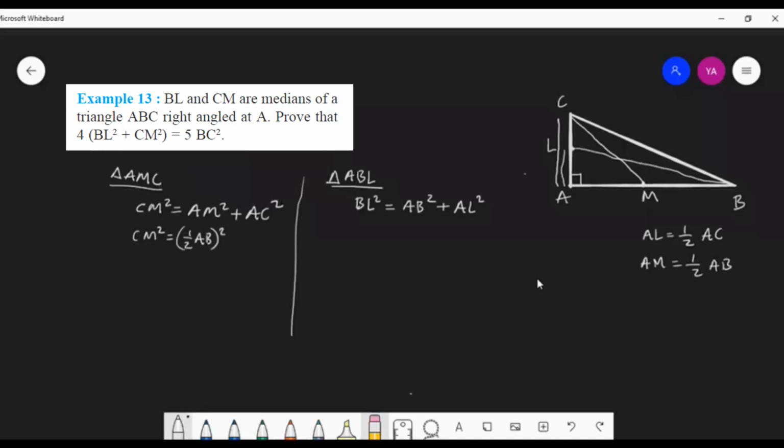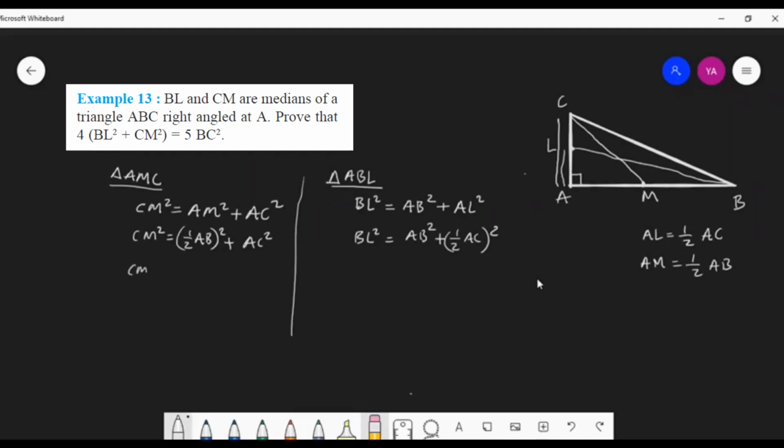Half AB square plus AC square. Okay, then on the right side, BL square is equal to AB square, so AB square we write the same, then plus AL square, where we can substitute half AC square. Okay, now you expand this middle term.